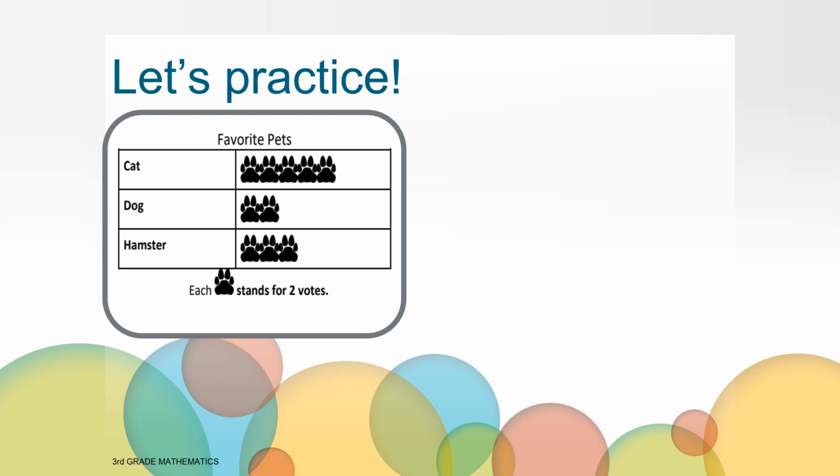Are you ready to share your thinking? First, let's count how many people voted for each pet as their favorite. Did you remember to use the key to help you count the votes for each pet? Hopefully you noticed that each paw print stands for 2 votes, so you counted by 2s again to help you read the graph. Here are the totals you should have gotten. Take a moment to check your work.